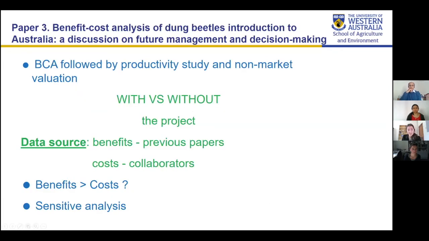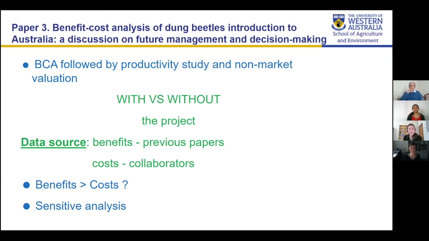And finally, the last paper will be a benefit-cost analysis. I'll be using the data from the productivity study and from the non-market valuation to assess the benefits. I'll be looking at with versus without the dung beetle introduction and seeing if the total benefits are higher than the total costs.